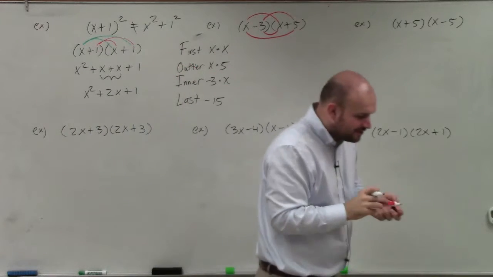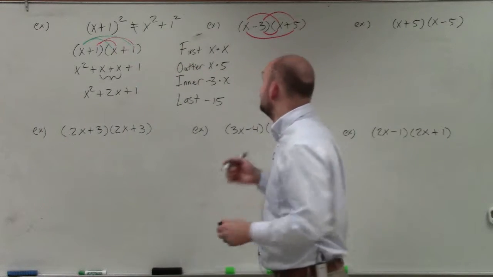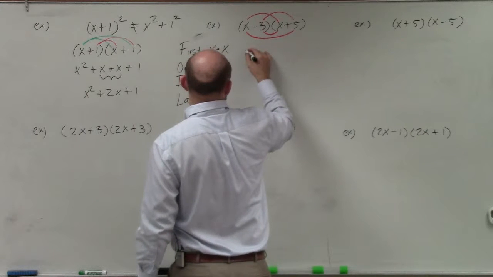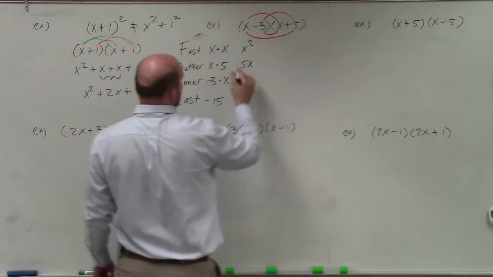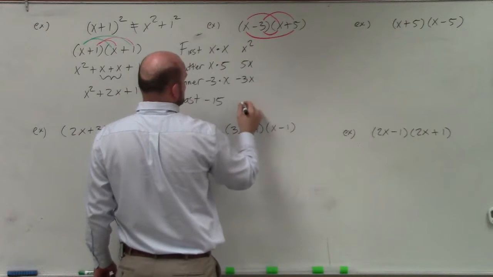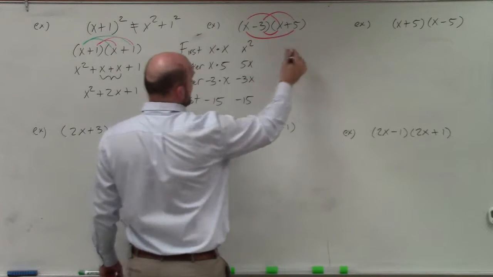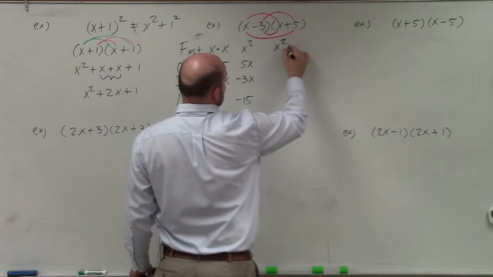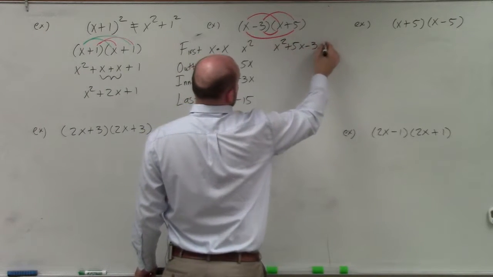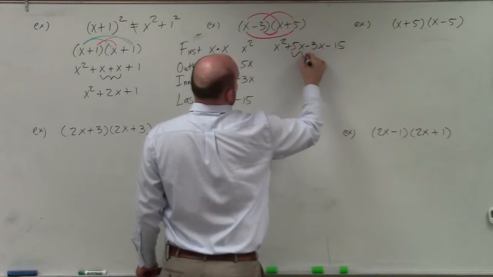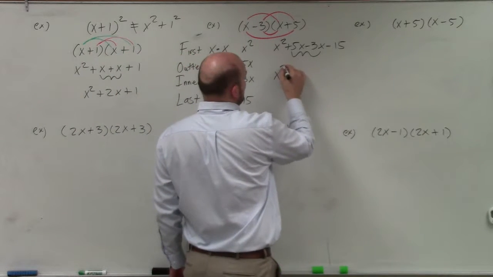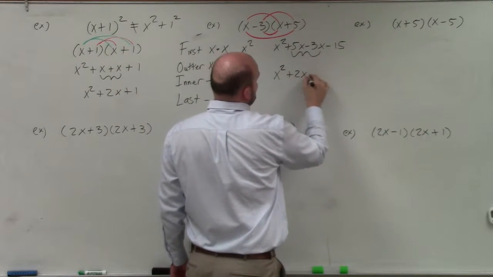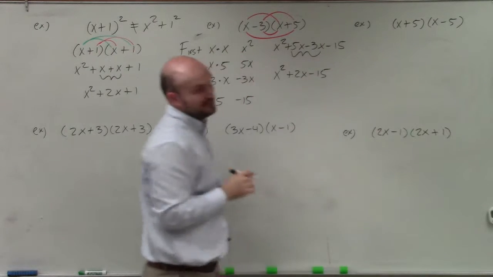Then what we go ahead and do is write everything out and combine like terms. So therefore this is x squared, positive 5x, negative 3x, and then minus 15. You can write that out if you don't already see the like terms. Okay, but again, we see that these both have an x raised to the power of 1, so we can combine them. So our final answer is x squared plus 2x minus 15.